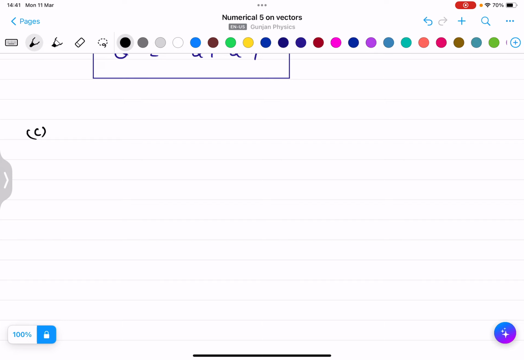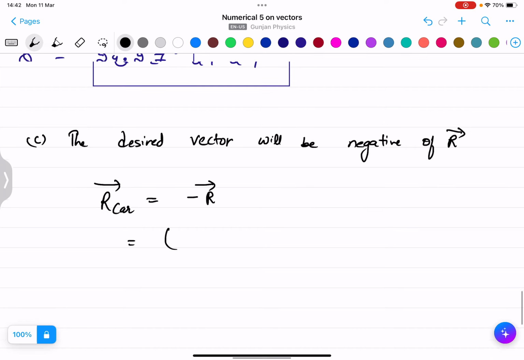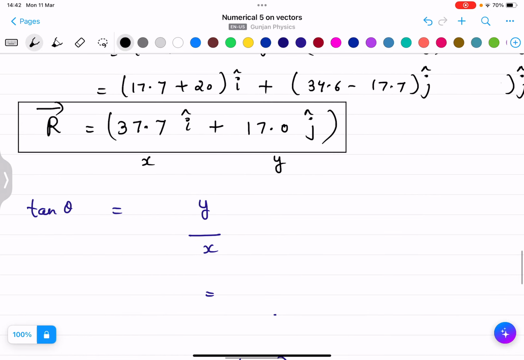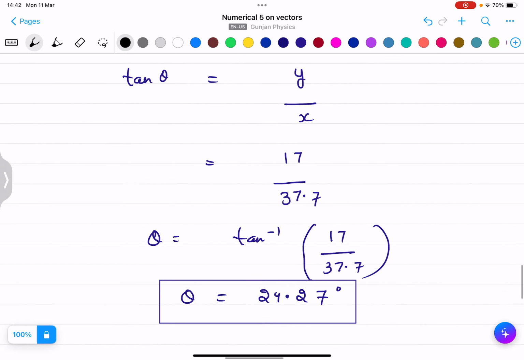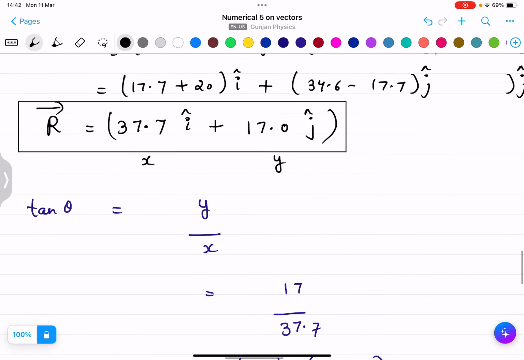That means after reaching the tower, the hiker wishes to return to her car along a straight line. That means the desired vector will be the negative of R. Okay, so I'm saying R car equals minus R. That means I can write, this is my R here. So I can write minus 37.7i minus 17j.